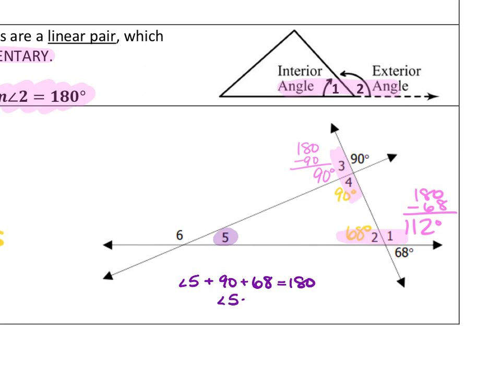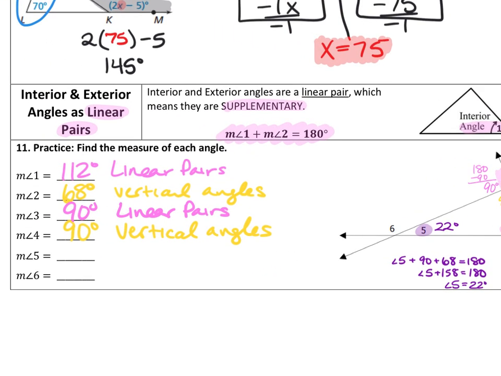This would be angle 5 plus 158, and if you solve for that, 180 minus 158 means that angle 5 is going to be 22 degrees, if you trust me on that measurement. So we'll say angle 5 is 22 degrees, and you guys saw it because of interior angle sum. We know they have to equal 180 degrees.